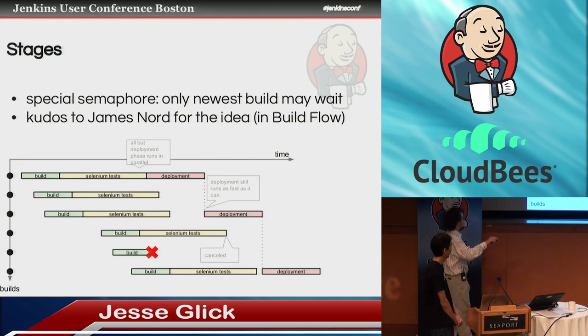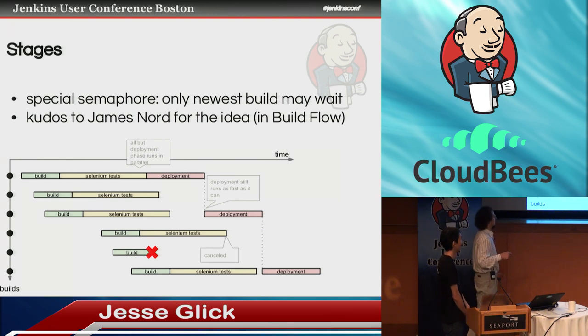And so then you have some other stages here. This fourth build gets canceled by the sixth build, which is waiting after it. This is a build that failed during the build step, so it never even got that far. So you can set up these complicated stages pretty easily.